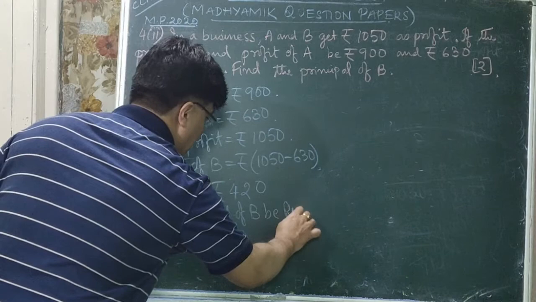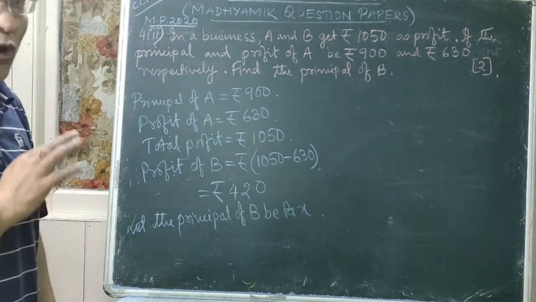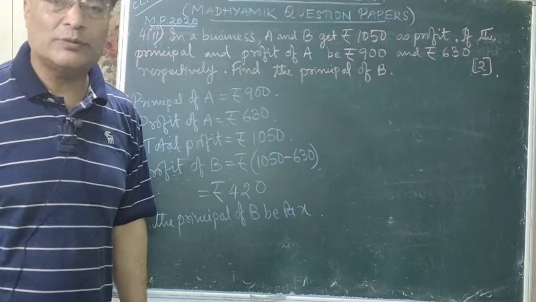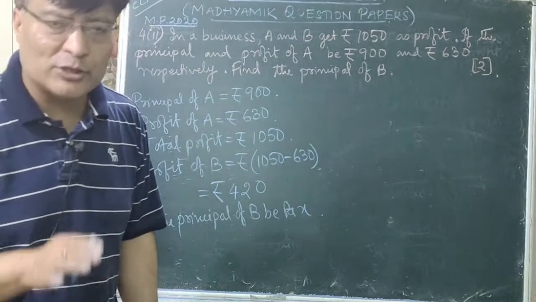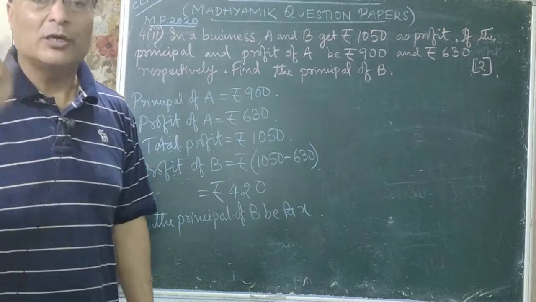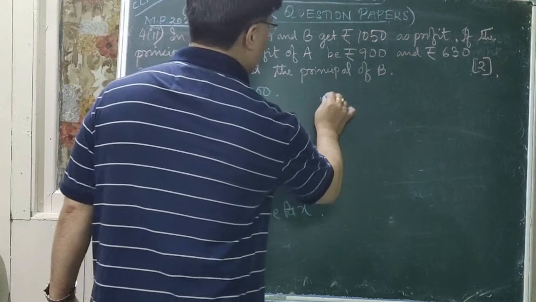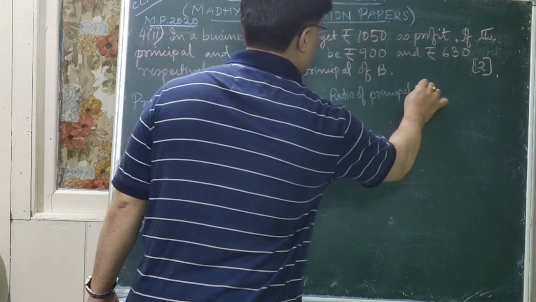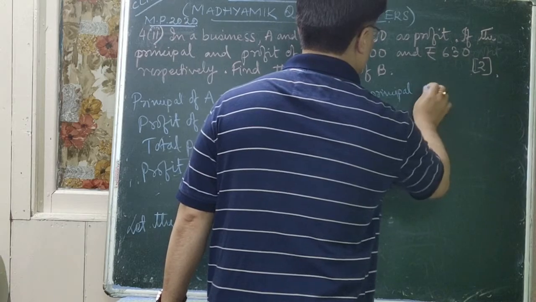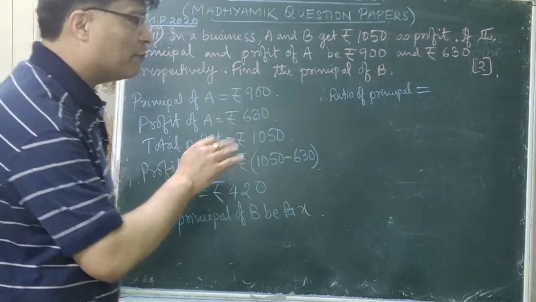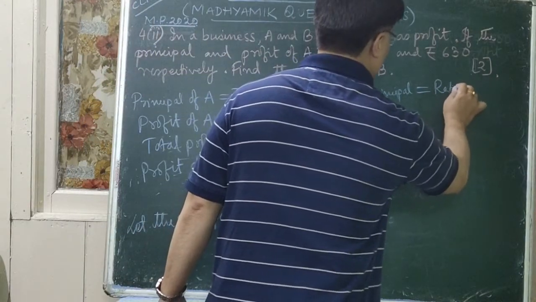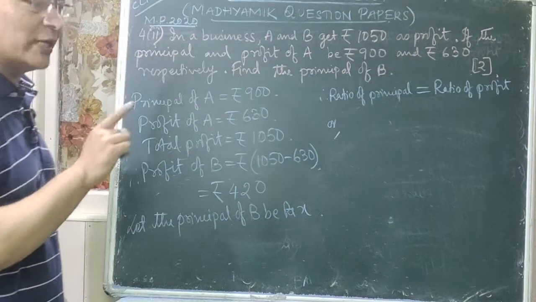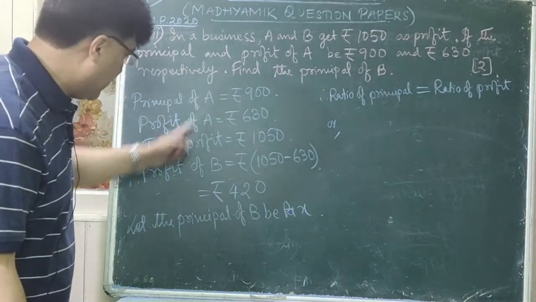Let the principal of B be rupees X. The capital of B, or the investment of B, I mean this was rupees X. As you know, I already told you that ratio of principal, or ratio of capitals, or ratio of investment is equal to ratio of profit. So ratio of principal is equal to ratio of profit. So ratio of principal of A to principal of B.